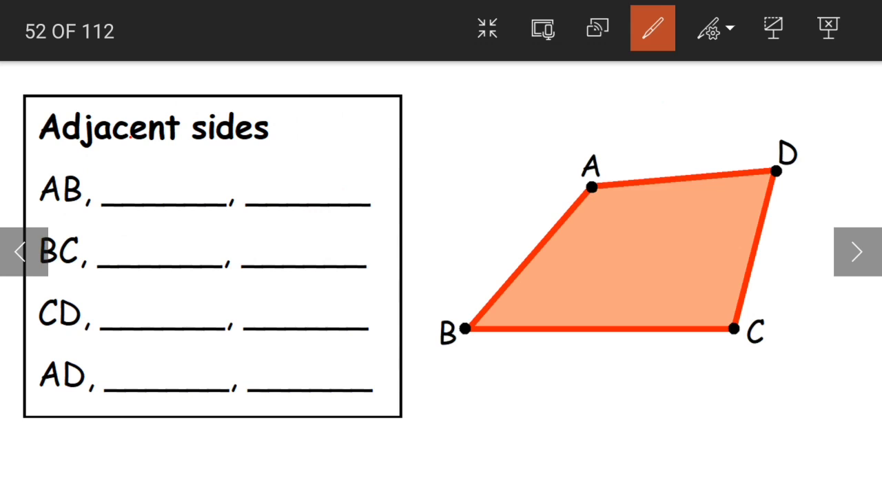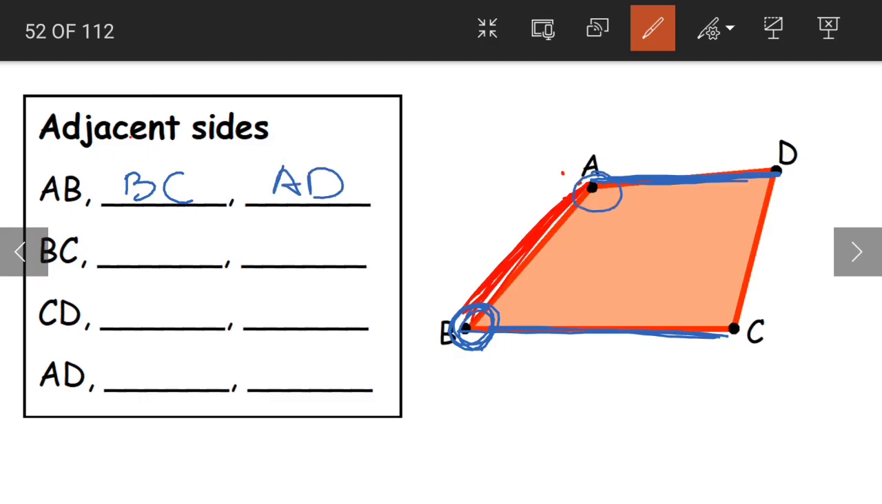Again, if you remember, what are adjacent sides, children? Adjacent sides are those which share a common vertex. Now our side in the question is side AB. So which sides are sharing a vertex with AB here? We have BC. See, AB and BC share a vertex. And AB and AD have the common vertex A. So AD is also our adjacent side. For the side AB, the adjacent sides are AD and BC.